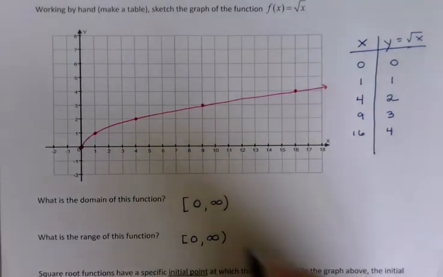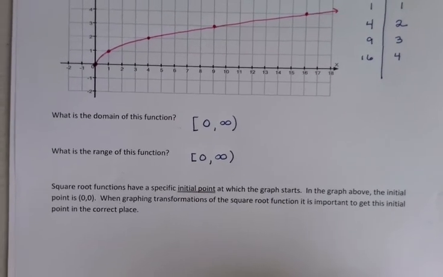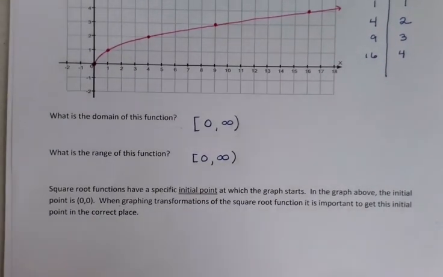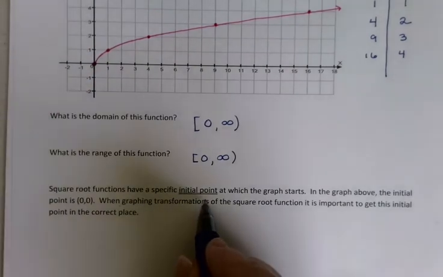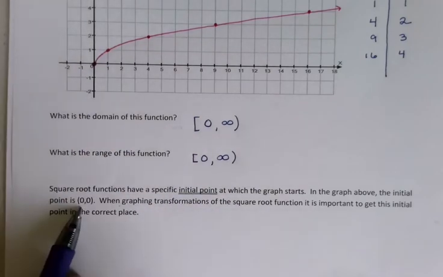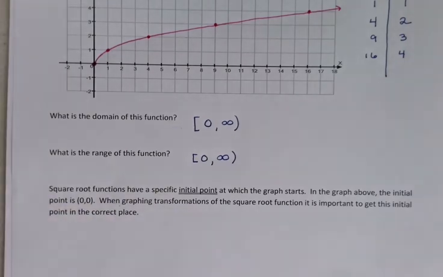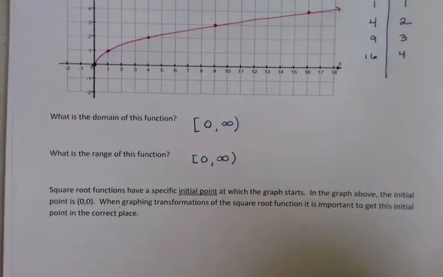When you start thinking about how to graph transformations of this function, probably the one point that you really want to make sure you have in the right spot is this point right here. Usually we call that the initial point where the graph starts. In this graph, the initial point is 0, 0. But when I do transformations, I'll usually make sure that I shift that initial point and get it in the right spot. And then maybe add an extra point or two to get the rest of the graph shaped correctly. So let's look at a few examples of transformations of this type of graph.